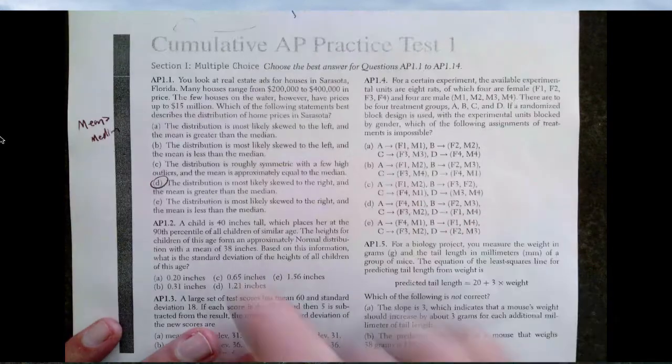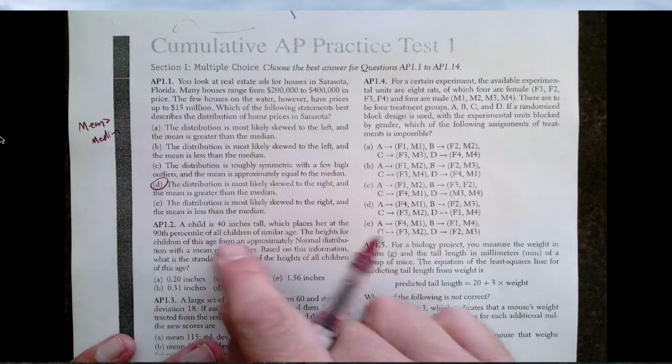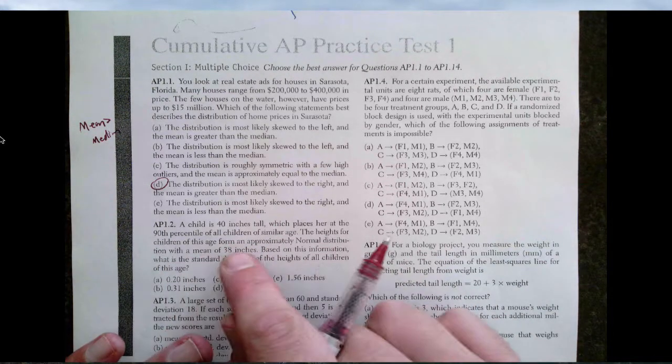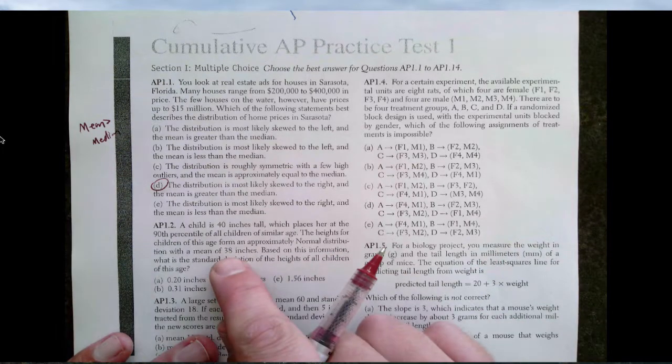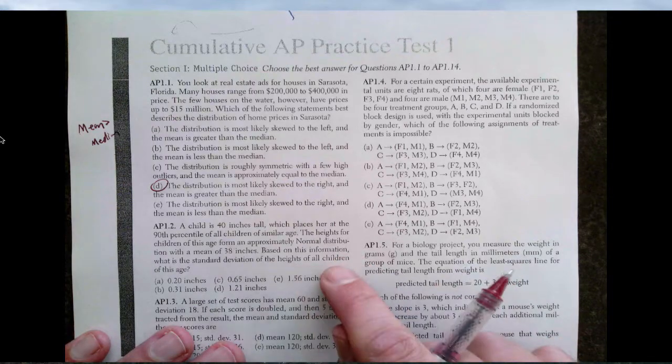All right, a child is 40 inches tall, which places her at the 90th percentile of all children of similar age. The heights for children of this age form an approximately normal distribution with a mean of 38. Based on this information, what is the standard deviation of the heights of all children of this age?